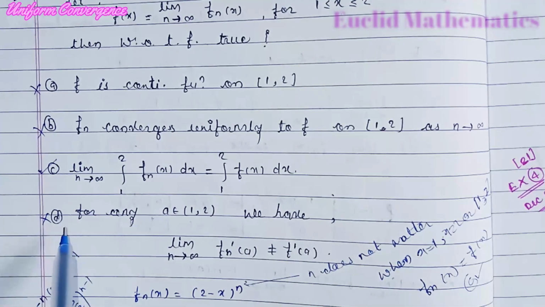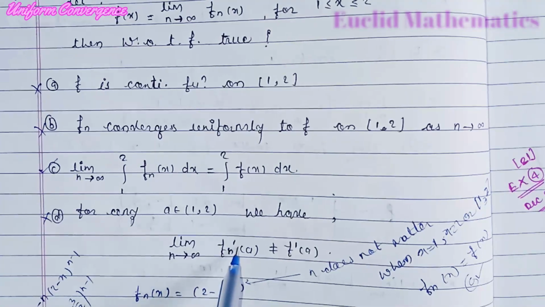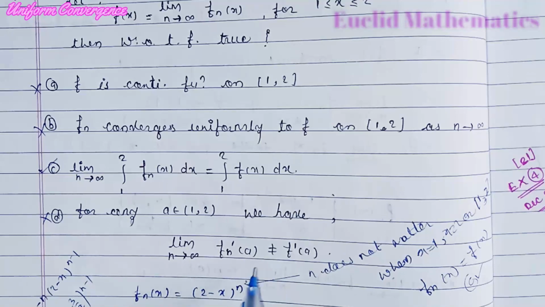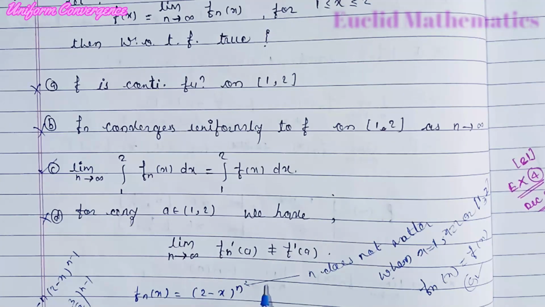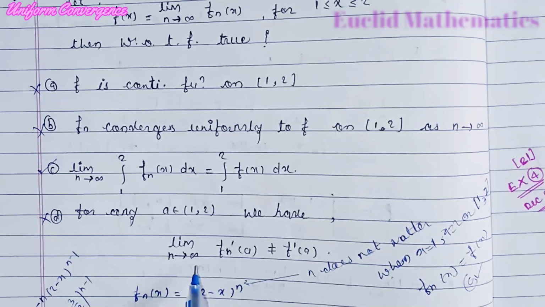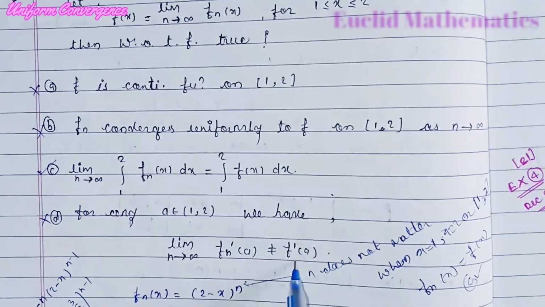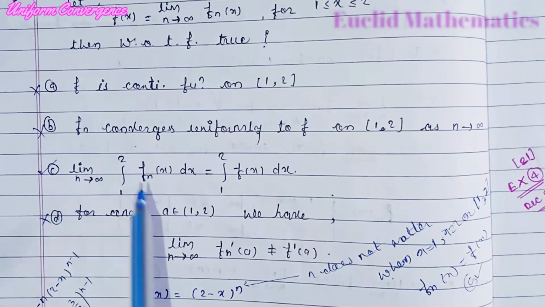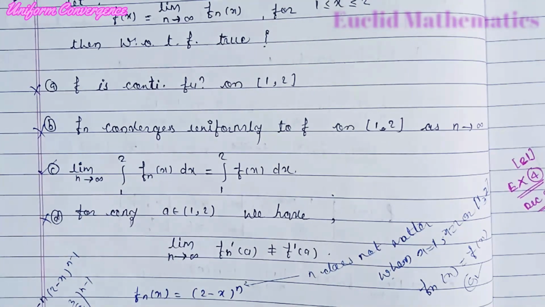Now check option D. We have to check when we take the differentiation, the limit n tends to infinity of fn dash of a is not equal to f dash of a. That means we only have to differentiate it. It is easy to differentiate, apply limit n tends to infinity, and check whether it is equal or not. Since option C is correct, option D is wrong here. It is a single-select answer, so only one option is true.